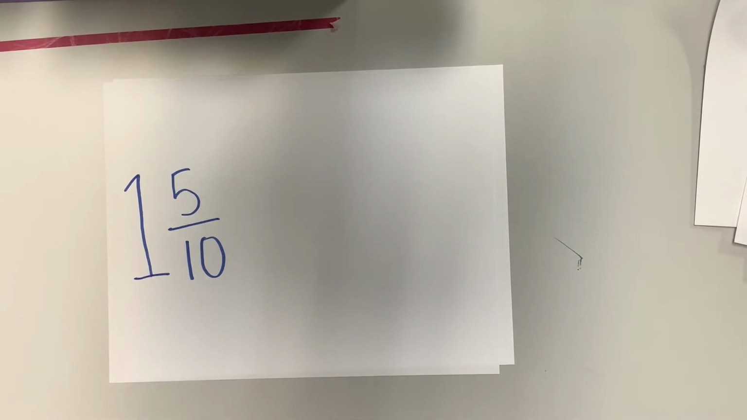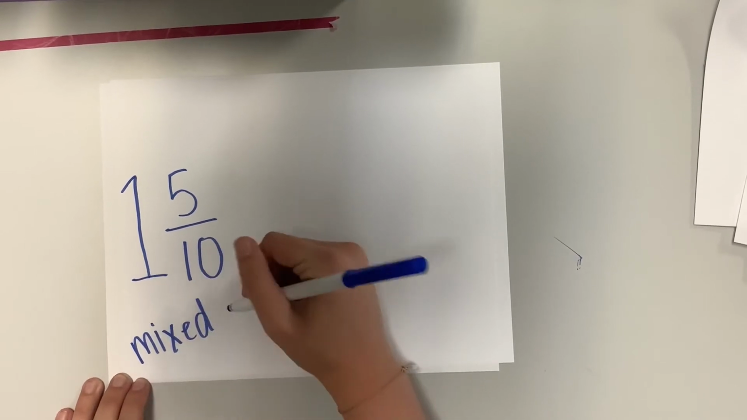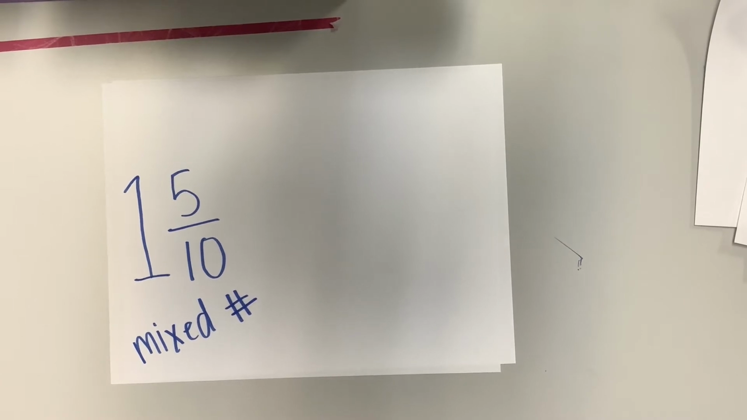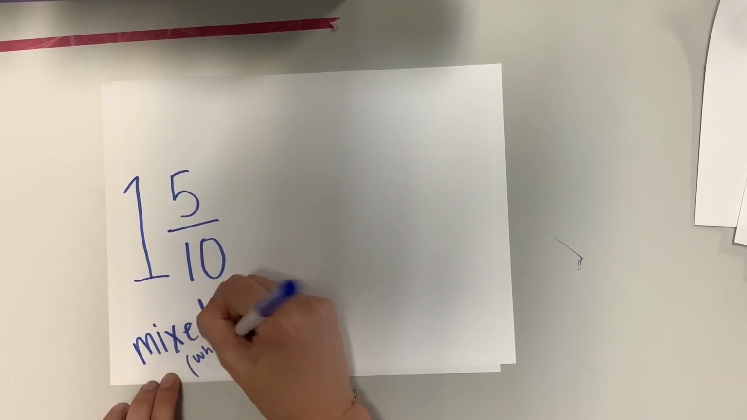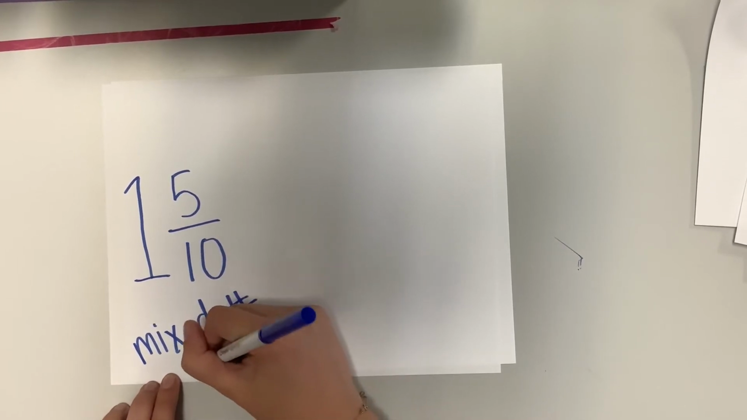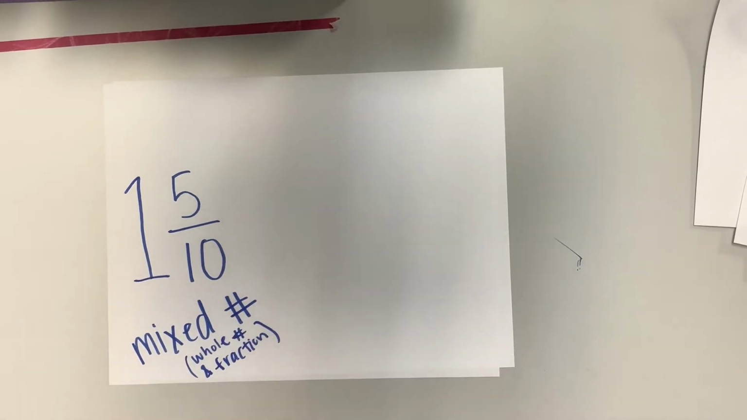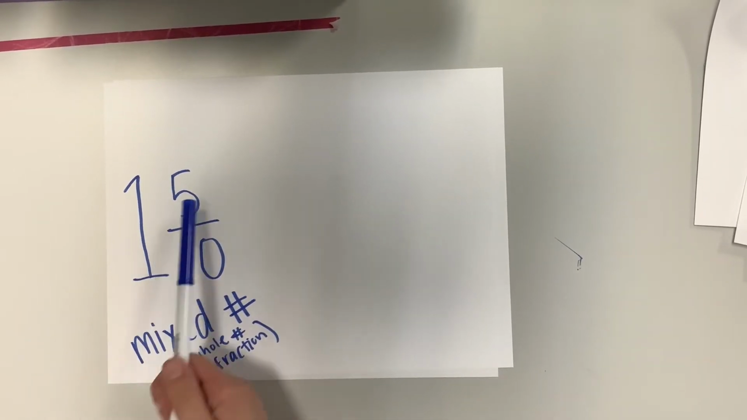Ooh, what is this? I don't just see a fraction, I also see a whole number. This is called a mixed number. Why would it be a mixed number? Well, it's because we have a whole number and we have a fraction. So this is called a mixed number. This is 1 and 5/10.